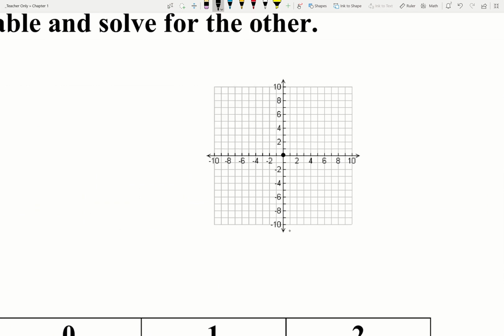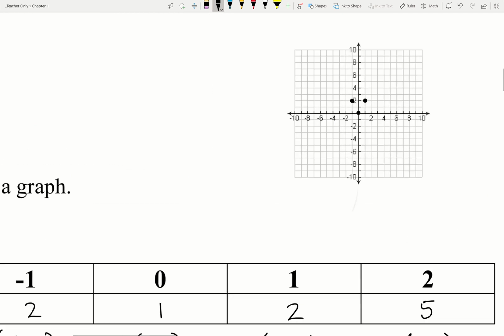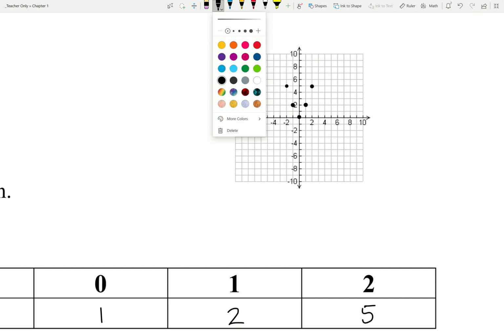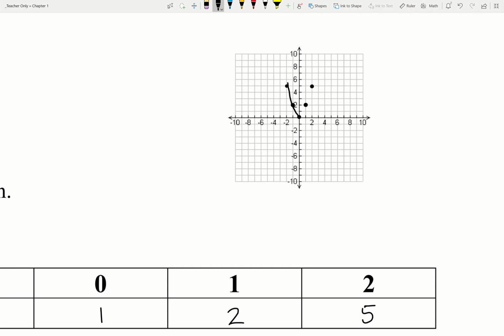So I'm just going to do that here really quickly. So 1 is going to correspond to 2. -1 is going to also correspond to 2, I believe. Yep. And then 2 is going to correspond to 5. And -2 also is going to correspond to 5. And so I get this nice little shape here, and I'm just going to go ahead and approximate the rest by drawing a nice smooth curve through both of these.